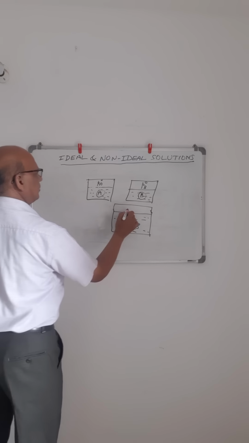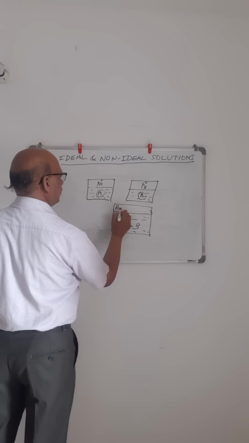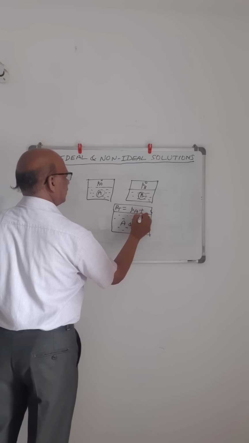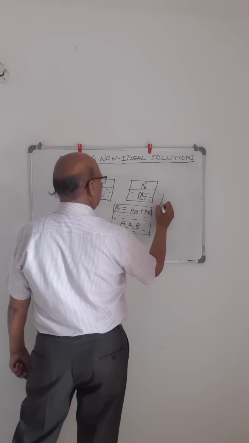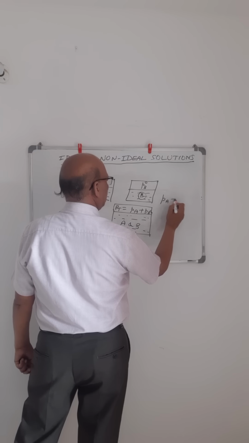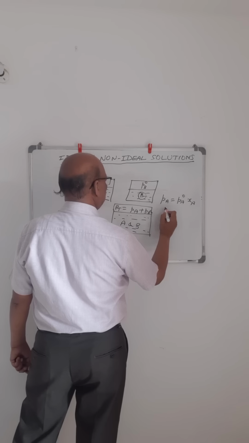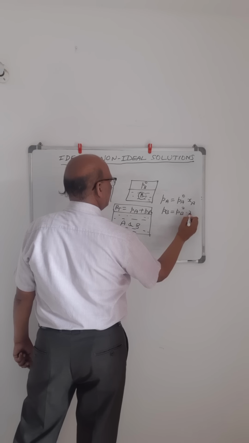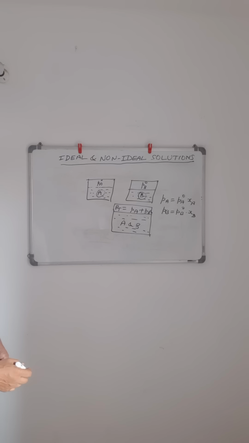And it will exert some pressure that is given by Raoult's law, that is P total, that is partial pressure of A plus partial pressure of B. And what was PA as per Raoult's law? That is PA naught into XA. And what is PB? That is PB naught into XB. So this was as per the Raoult's law.